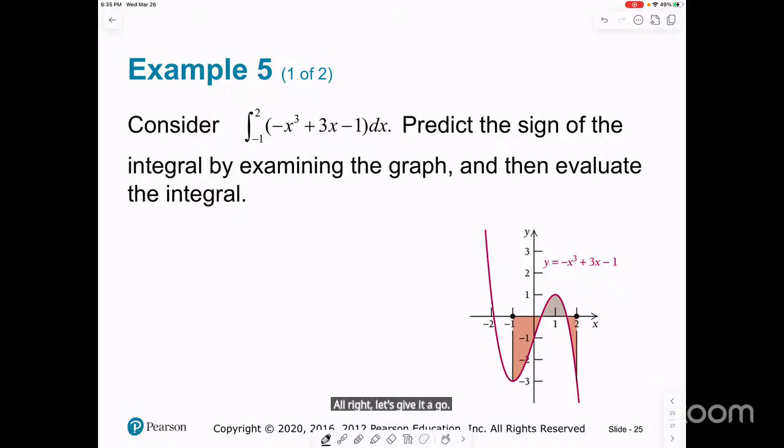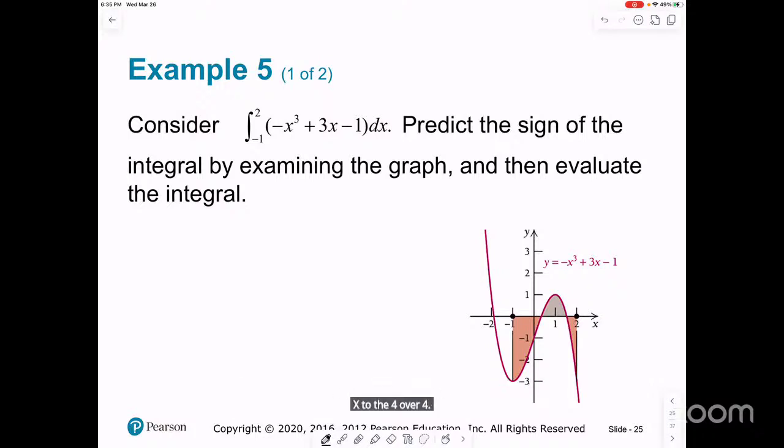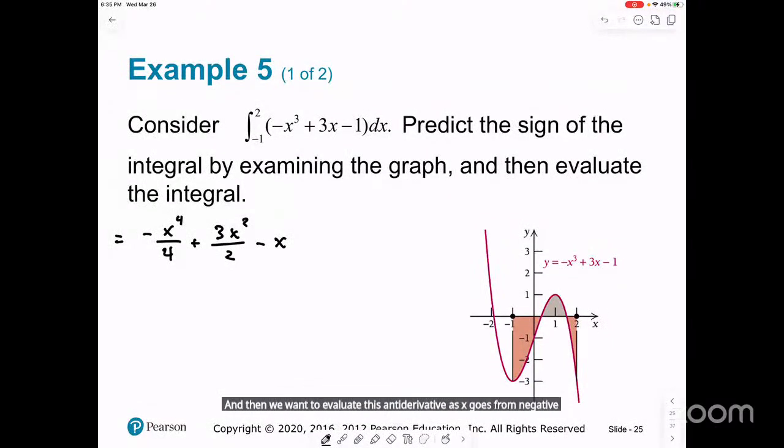Okay, so the integral of x cubed is going to be what? x to the 4 over 4. So it's going to be what? Negative x to the 4 over 4. The next one is going to be what? 3x squared over 2. So then plus 3x squared over 2, minus x. Okay. And then we want to evaluate this antiderivative as x goes from -1 to 2.